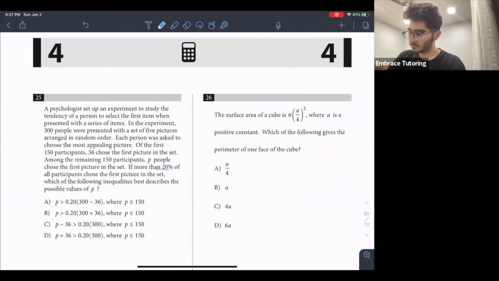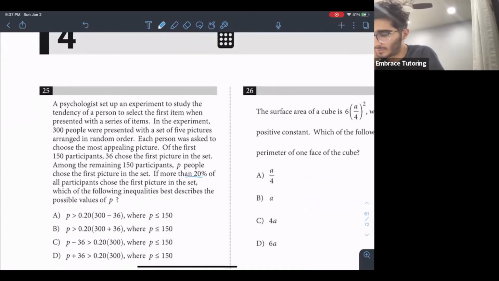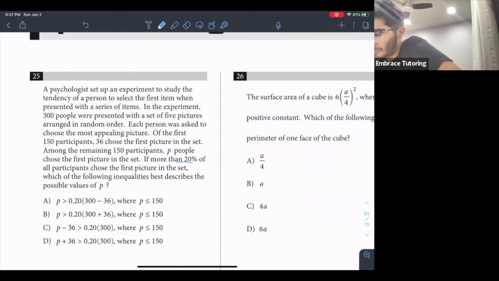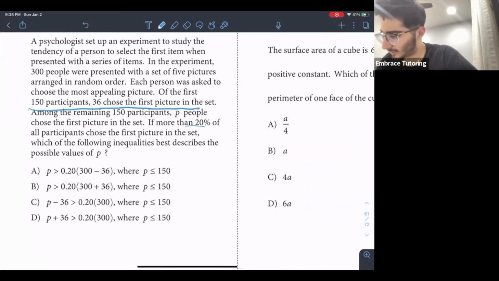25. So this is a lengthy problem, a very deep problem. The question reads: a psychologist sets up an experiment to study the tendency of a person to select the first item when presented with a series of items. In the experiment, 300 people were presented with a set of 5 pictures arranged in a random order. Each person was asked to choose the most appealing picture. Of the first 150 participants, 36 chose the first picture in the set. And then among the remaining 150 participants, people who chose the first picture in the set.